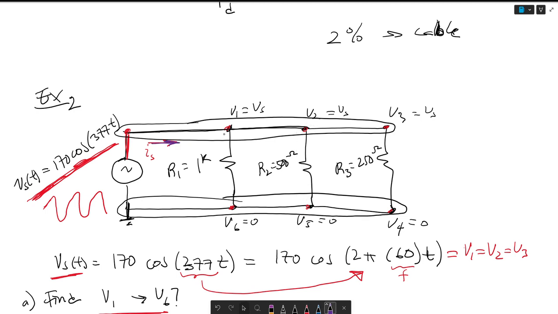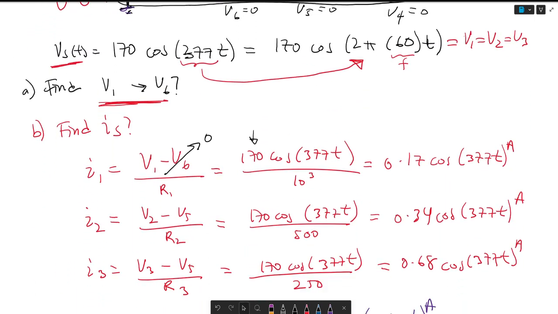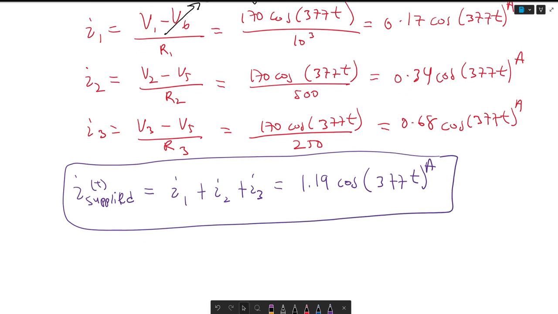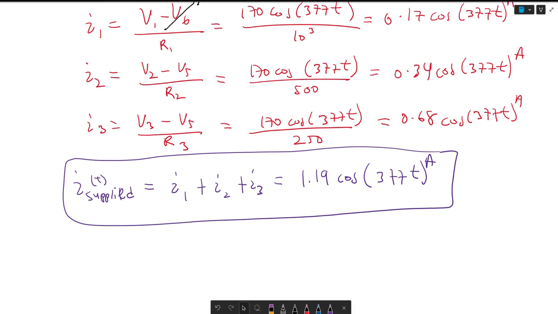The current coming in here gets distributed here, here, comes here, here, and goes down here. But at the end of the day, it comes back. So this IS comes back. So IS is equated to I1 plus I2 plus I3, all coming back to ground. That's where we get this equation from. So I hope that makes sense.